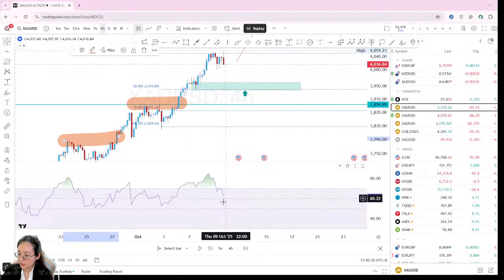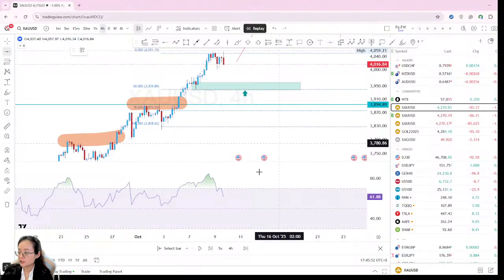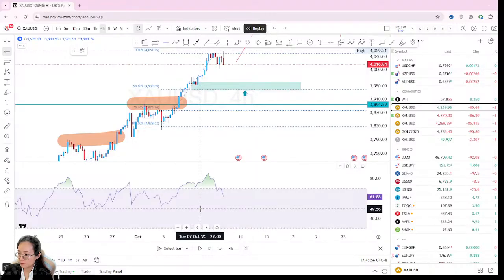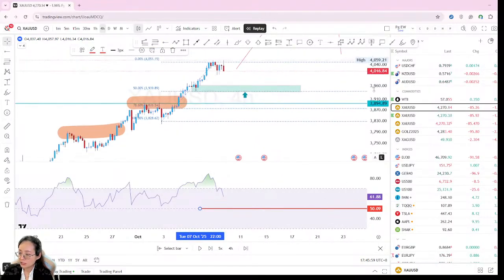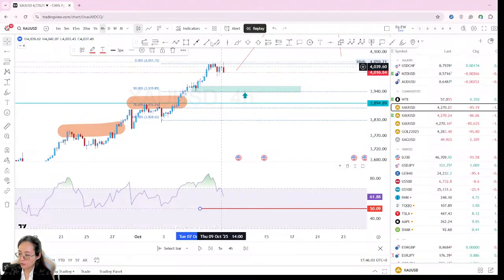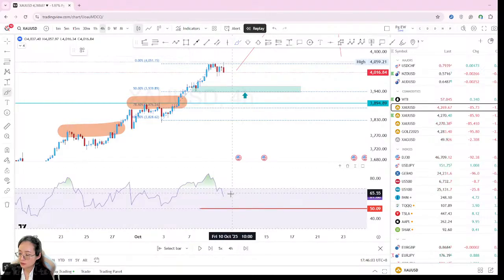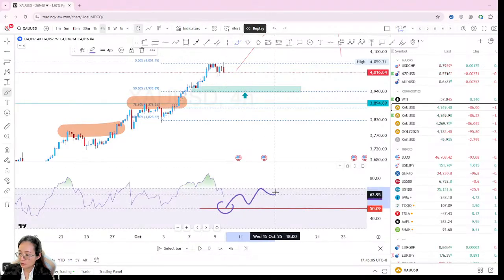Okay, so look here, and the RSI, okay, this is level 50. I'm going to put it here. Okay, usually if there is a strong uptrend, RSI will respect level 50 and bounce and continue.